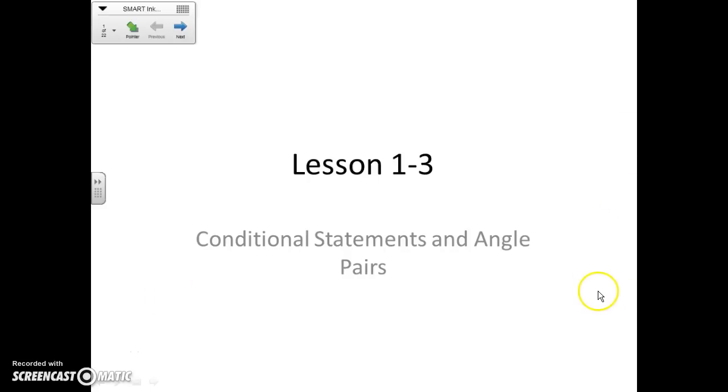Hello and welcome to lesson 1-3. We're going to be looking at conditional statements and angle pairs.